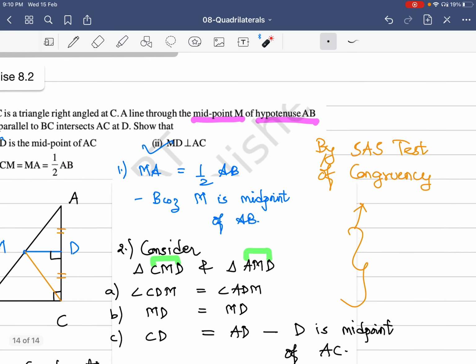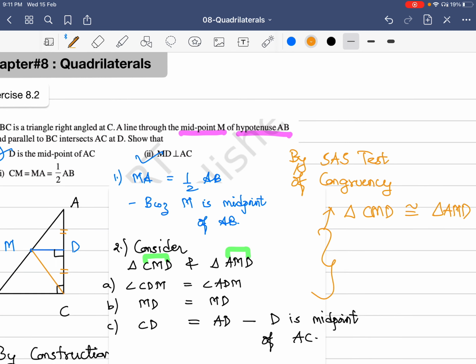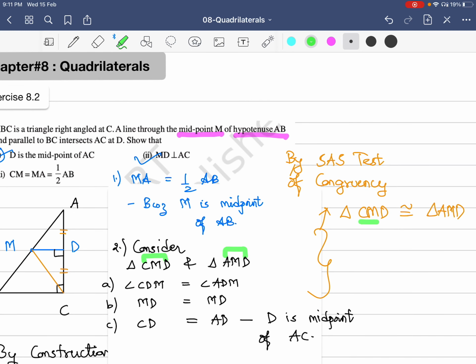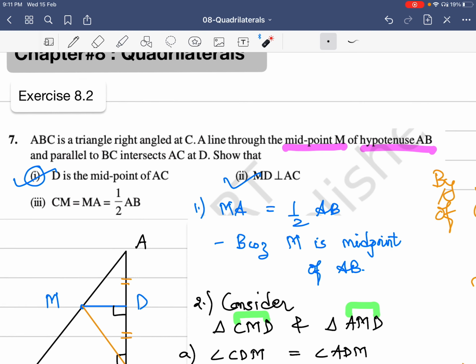By that test of congruency, we can say that triangle CMD is congruent to triangle AMD. And once we say CMD is congruent to AMD, then all the three sides and all the three angles are also congruent to each other. But what we are interested in is the side CM. So I'm going to highlight it, which means this side CM is equal to side AM. That is CM is equal to AM. And that is what we have been asked to prove. CM is equal to MA. MA and AM are same, and MA is already half of AB. So thus point number 3 is also proved from this question.